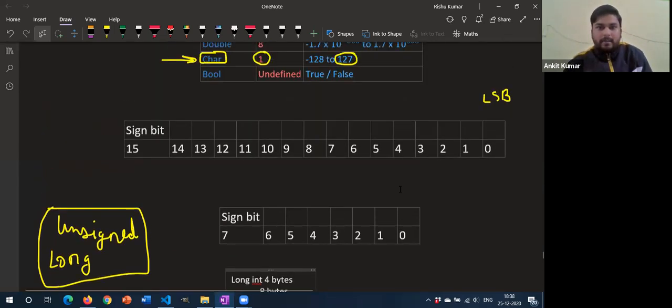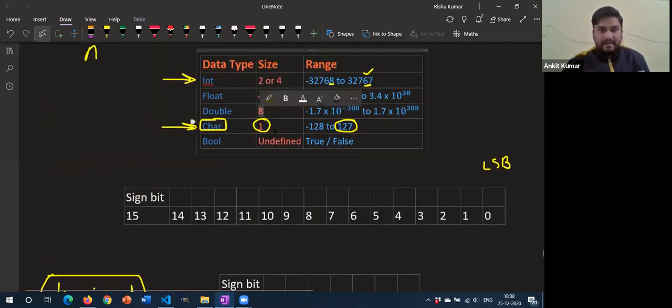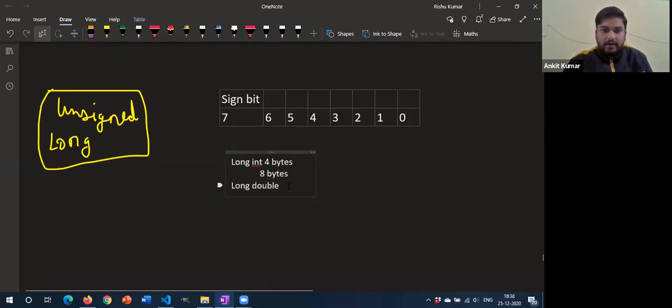So earlier, double has the size of what? 8 bytes. Now, after using long, it will use 10 bytes. So this will provide you more size. Okay, this will allow you to store much larger numbers.